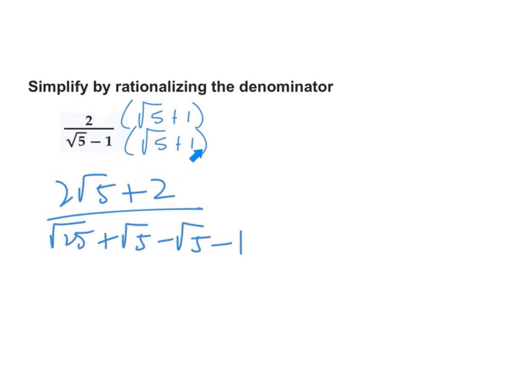Okay, square root of 5, negative square root of 5, negative 1. Well, what is the square root of 25? 5. That's 5, of course. Okay. And then the middle terms cancel. That's what's supposed to happen. If you multiply by the conjugate correctly, the middle 2 terms will cancel out, and then you'll just be left with 5 minus 1, which is 4.